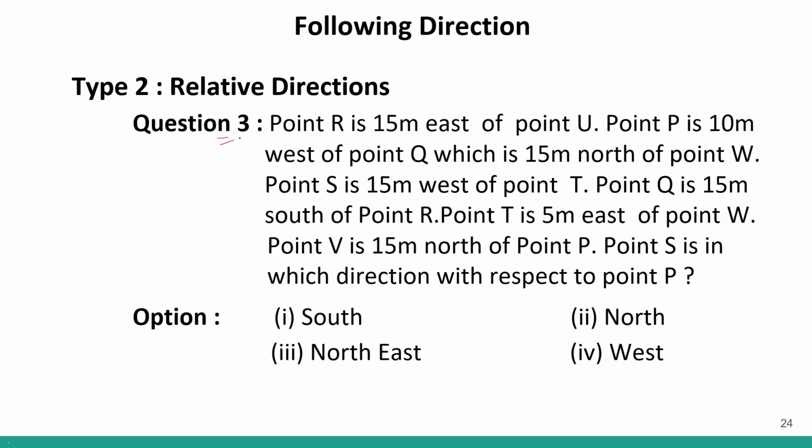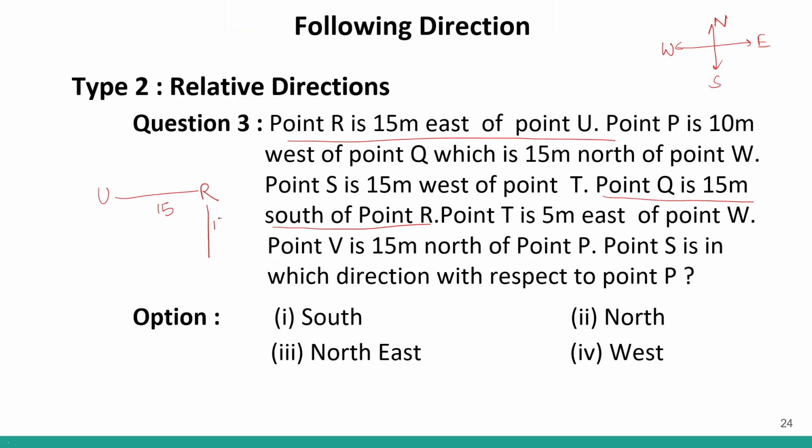Now, question number 3. Point R is 15 meter to the east of point U. Point P is 10 meter west of point Q, which is 15 meter north of point W. So this information we cannot plot yet because neither P nor Q nor W is mentioned yet. Let us move on. Point S is 15 meter west of point T. Again, we cannot use this information right now. Point Q is, okay, this information we can use. Point Q is 15 meter south of point R.